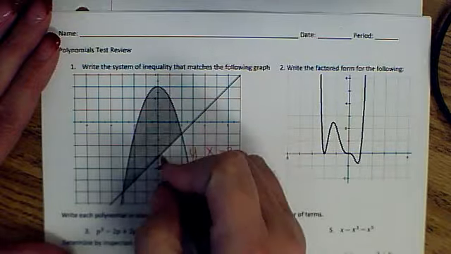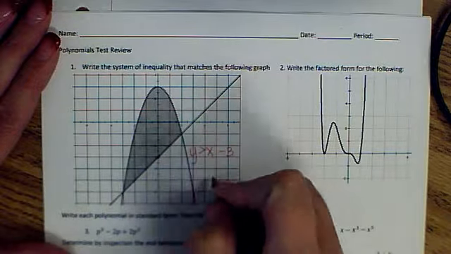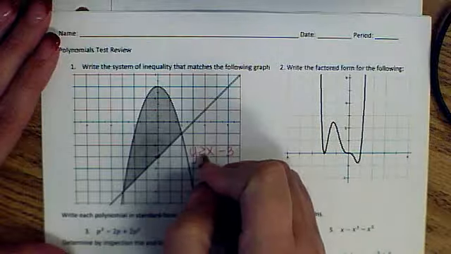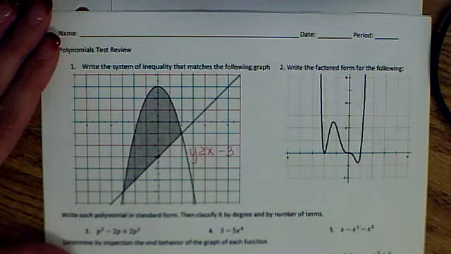The shading for that linear is above it, so it's going to be greater than, and it's equal to it because it's a solid line. So y is greater than or equal to x minus 3.